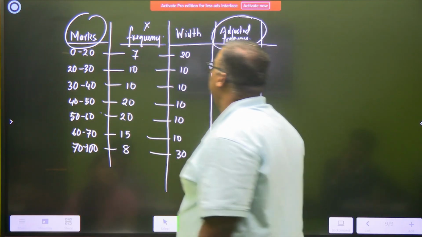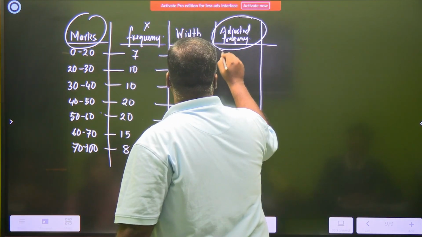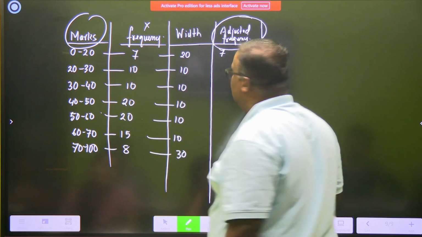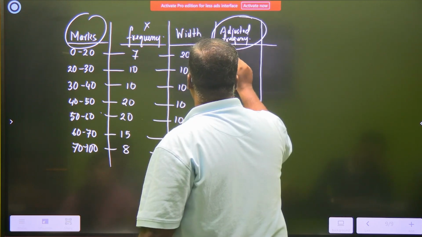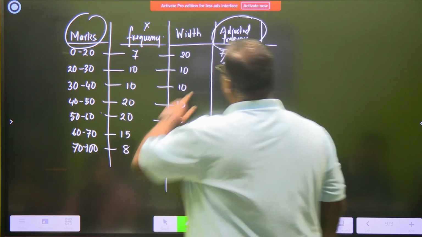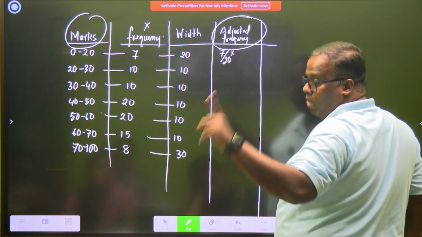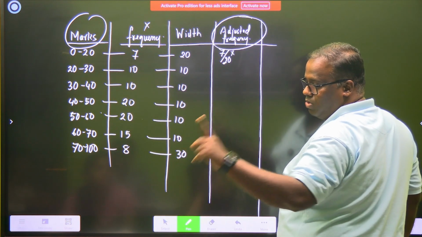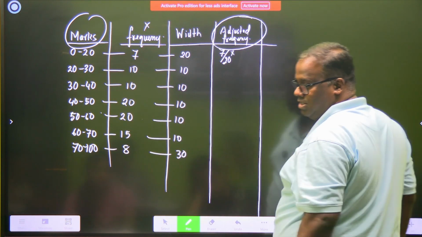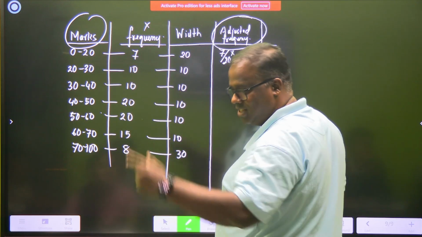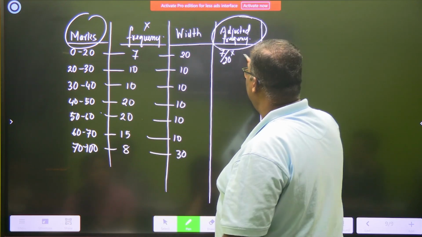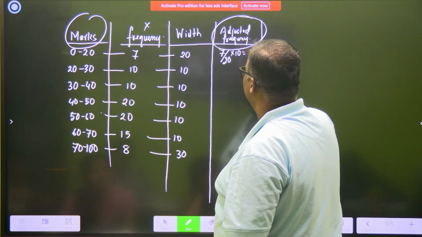So how do they do this? 7 was the observation that I got over a spread of 20. Now that means this is the distribution for 1. 20 pens cost 7 rupees. 1 pen costs 7 by 20. So 10 pens will cost this. How much?